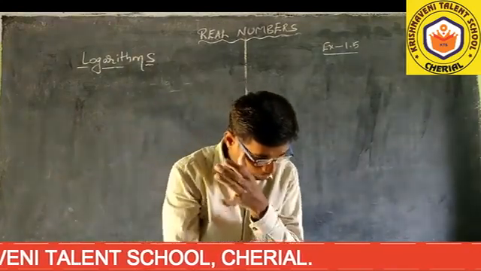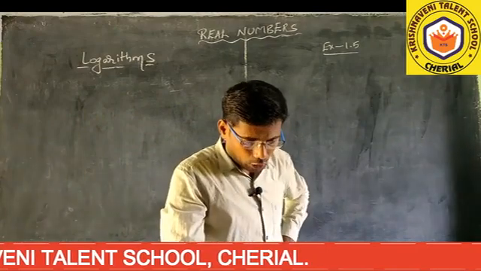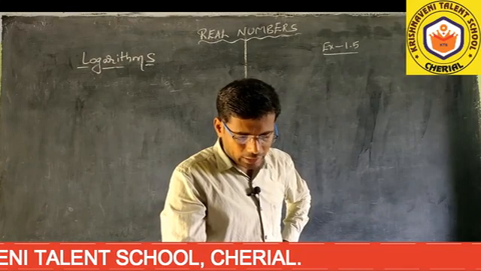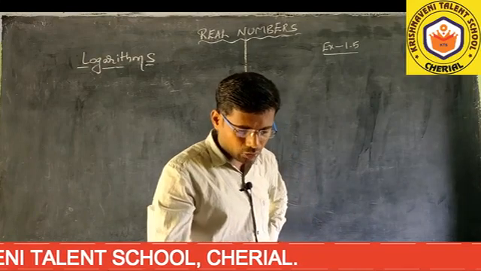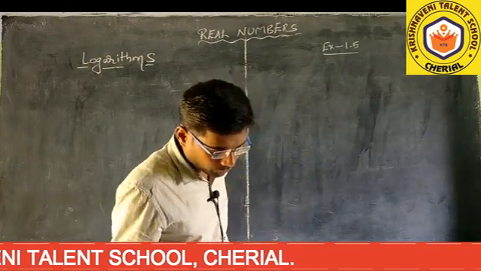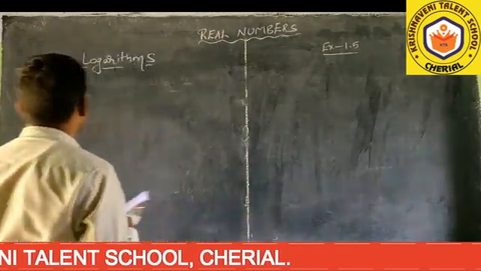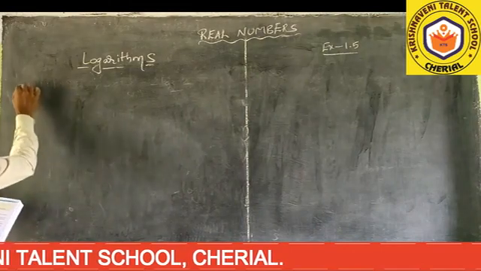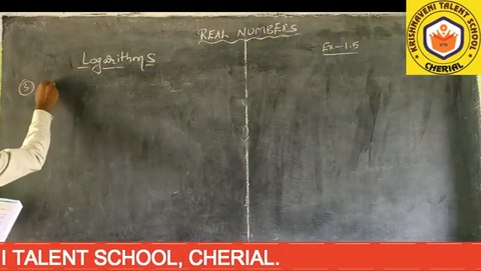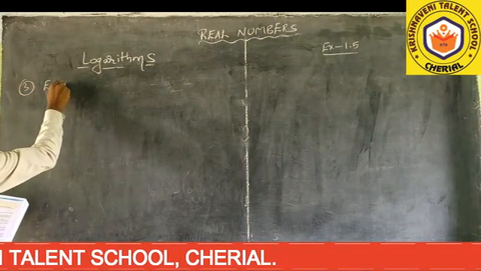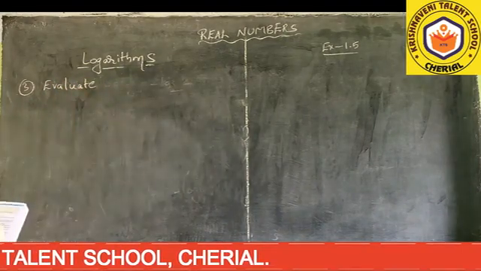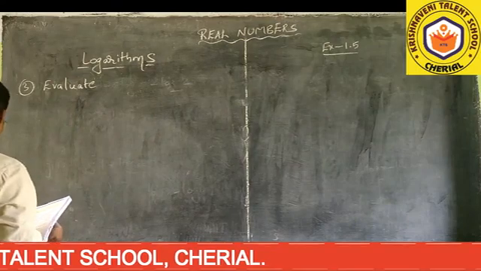Next, third bit. Evaluate each of the following in terms of x and y. It is given that x equals log 3 to the base 2 and y equals log 5 to the base 2. Third bit. Evaluate each of the following in terms of x and y.